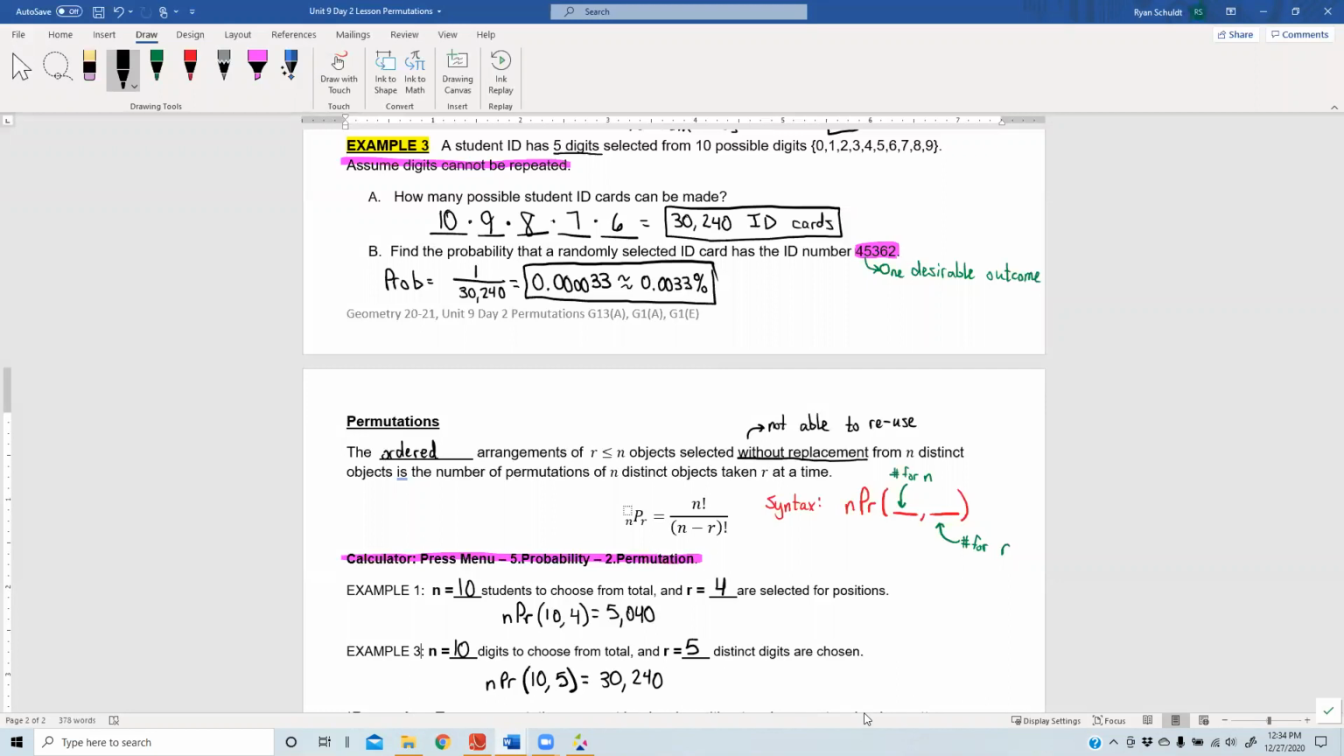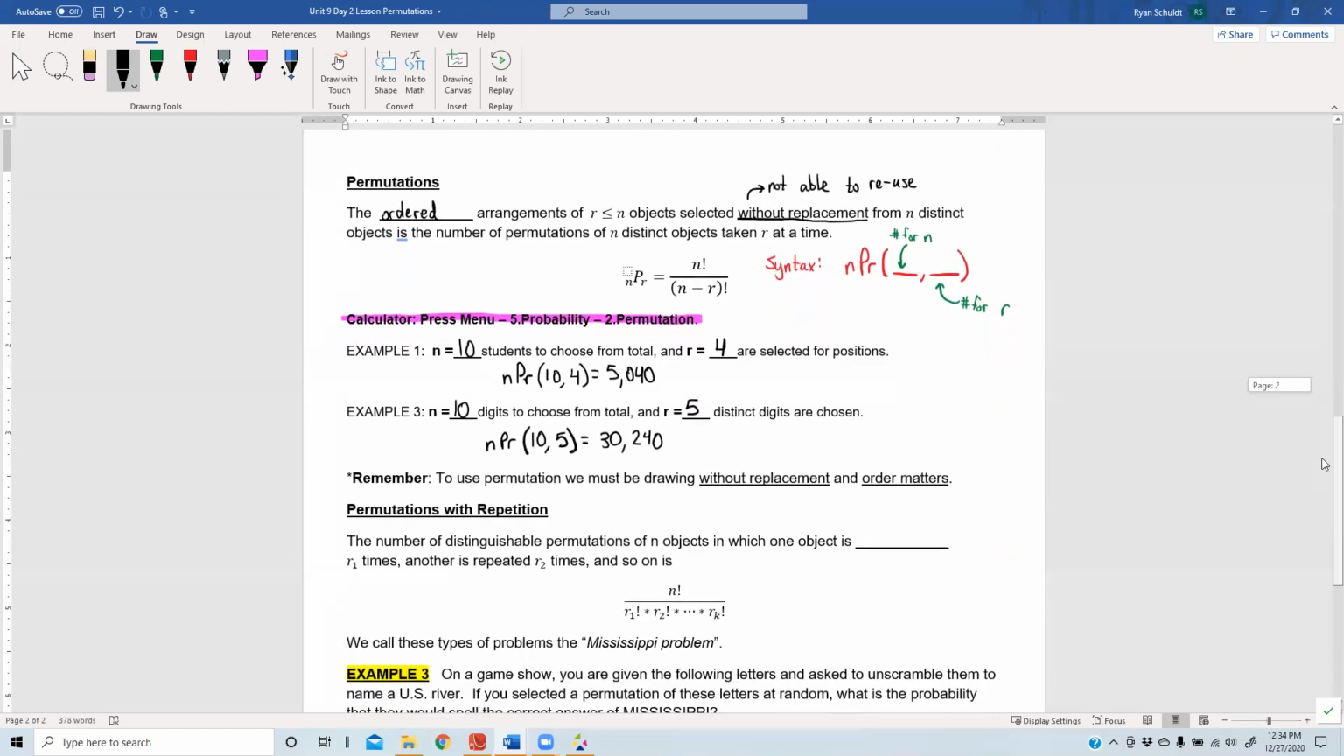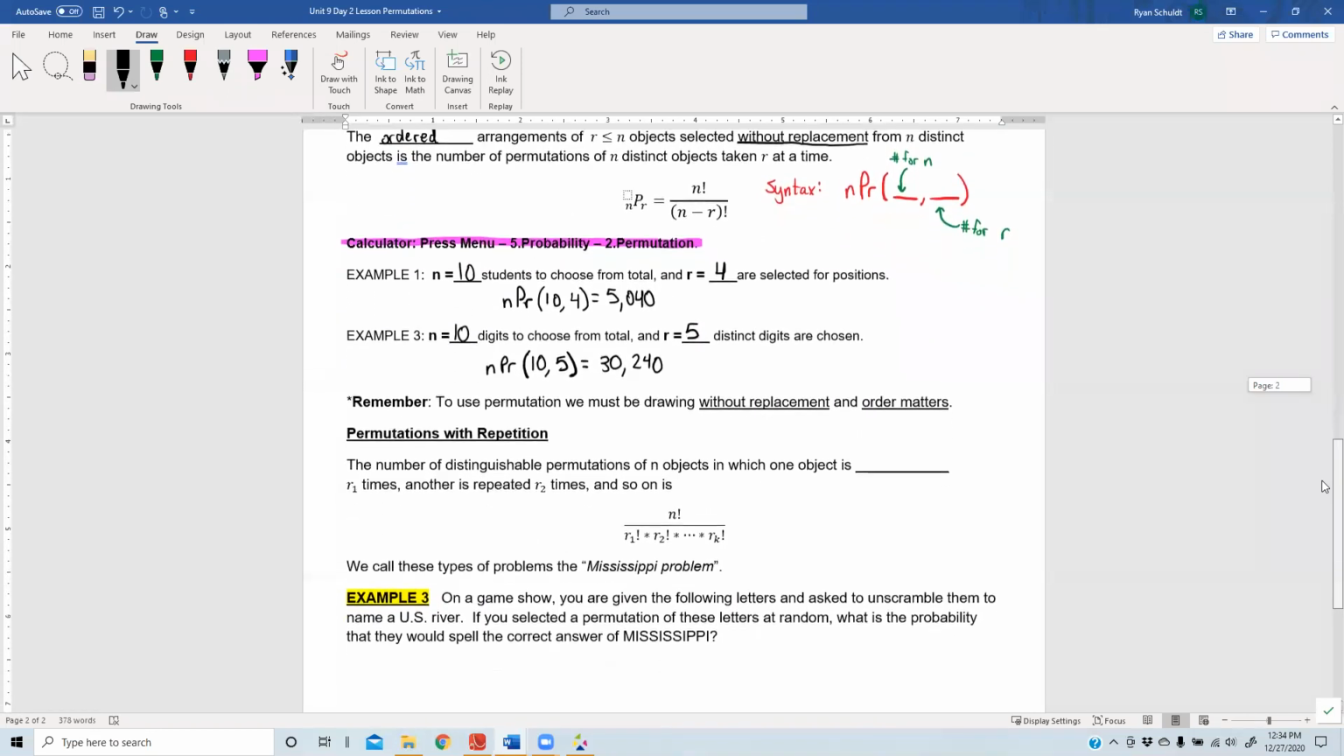So yes, you can think through them like we did at first, or you could use permutations and say, hey, wait a minute. Order matters because we're doing an ID number in this case, and we can't repeat digits. I'll just do it this way and not have to type in 10 times 9 times 8 times 7 times 6. This is way easier. But it's up to you. Either way, you'll get the same answer.